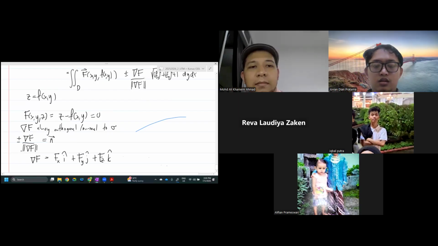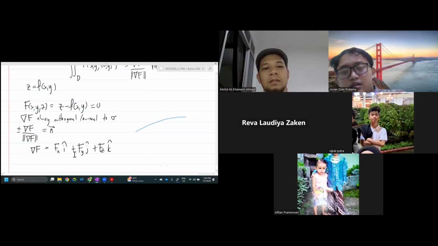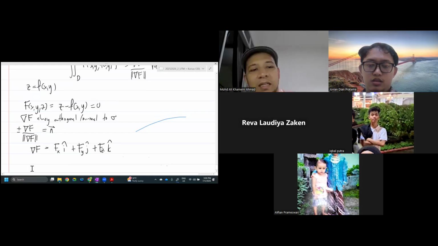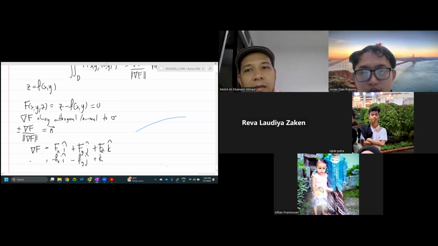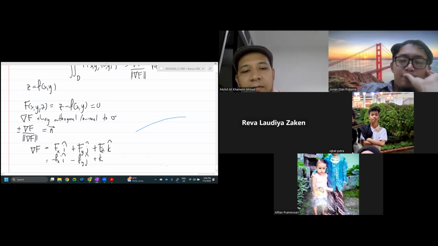Then this one, if you differentiate with respect to x, you get negative f sub x. This one negative f sub y. And then you get plus k. Okay, your gradient. And then the magnitude is what? The magnitude is just, you take the square and then the square root. You get the square root of f sub x squared plus f sub y squared plus 1.